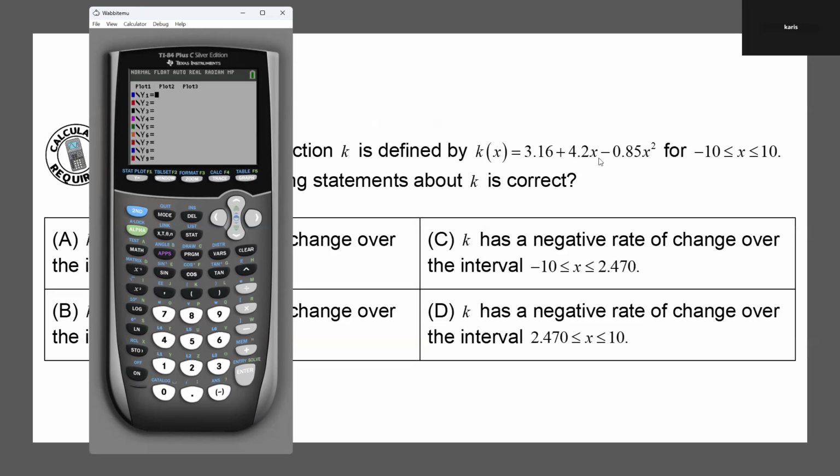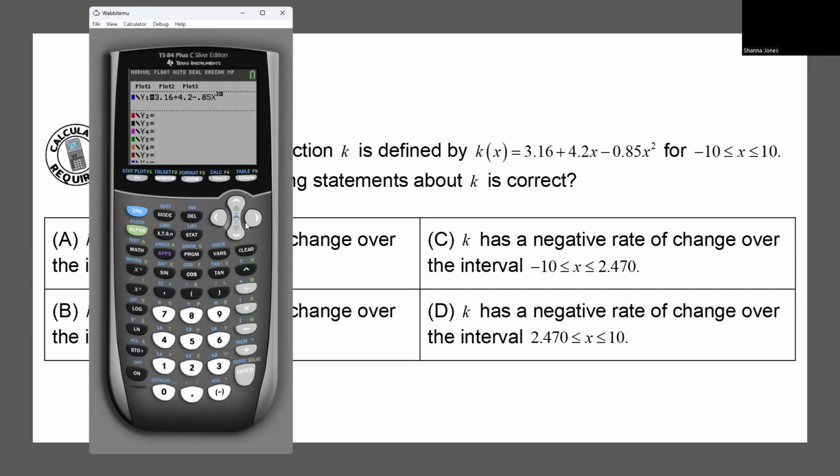So in the calculator, if I'm given the function, I'm going to just simply type it in exactly how it is. So it says 3 and 1600ths plus 4 and 2/10 x minus 8500ths and x squared. That's an x squared.